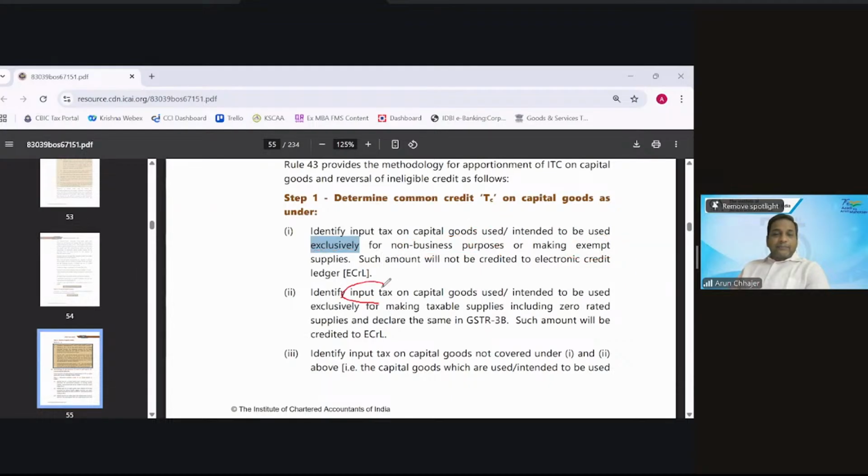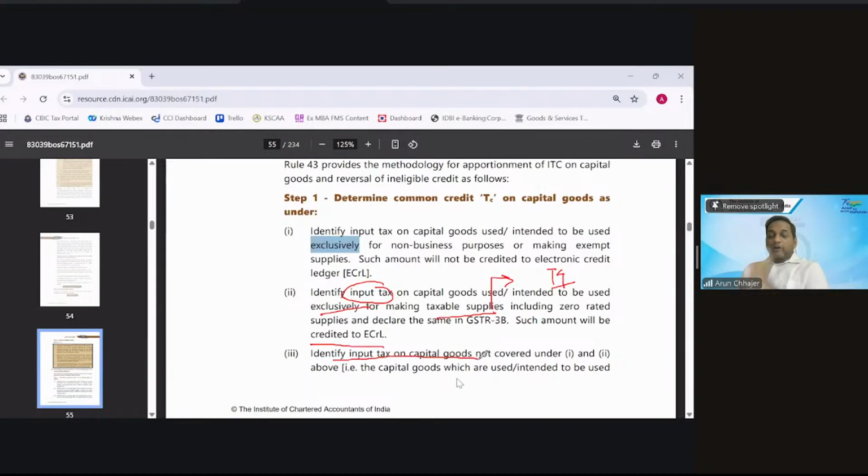Then identify the input tax on capital goods exclusively for making the taxable supplies. What was that? T1, T2, T3, T4, T5? It is T4. Such amount will be credited to the electronic credit ledger.